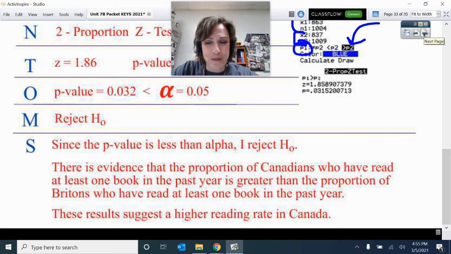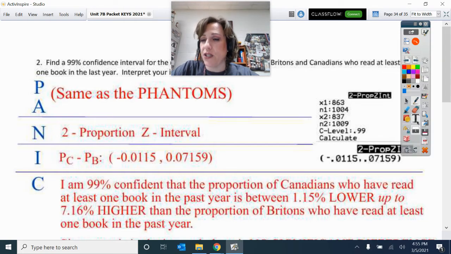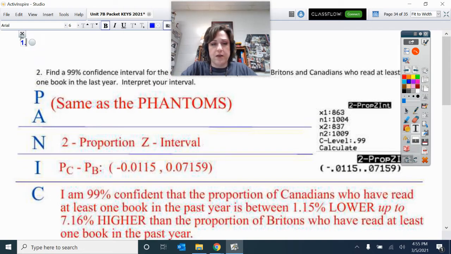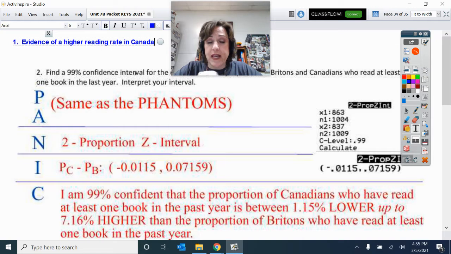Okay, now let's talk about the next one. Actually, before we look at this next one, I just wanted to remind you that what we just decided on number 1 is evidence of a higher reading rate in Canada. The reason that's interesting is because we're going to perhaps find a different conclusion with number 2. I'm going to do a separate video that I want you to watch to understand why we happen to get non-corresponding results on those 2 problems.